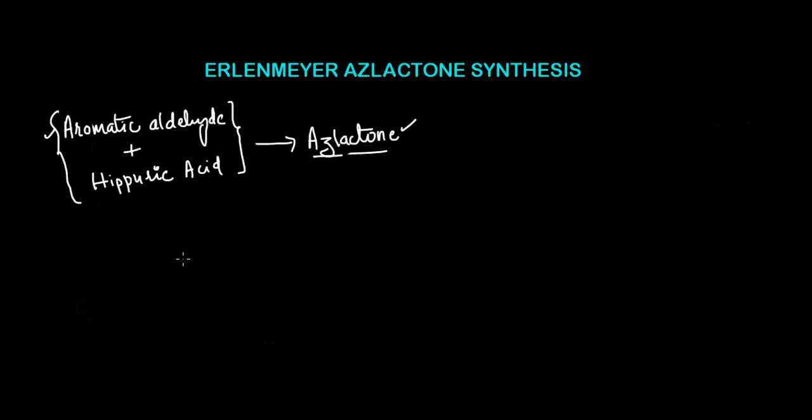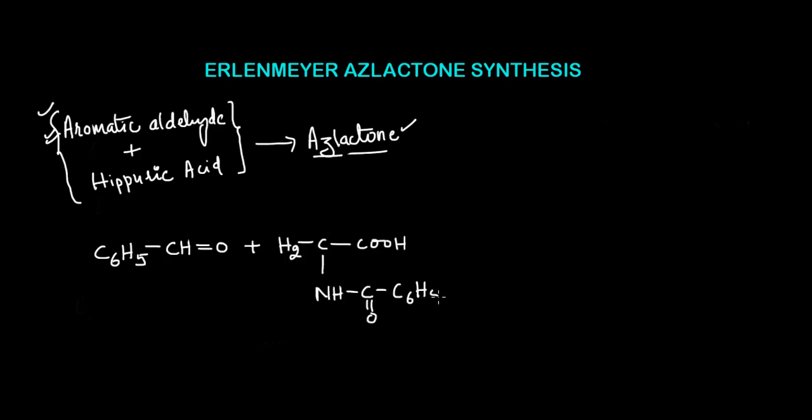So first of all, let's take one of the aromatic aldehydes. Suppose we take benzaldehyde, which is C6H5CH double bond O. The first requirement is the aromatic aldehyde, and the second requirement is hippuric acid. This is known as hippuric acid. So we have the hippuric acid and we have the aromatic aldehyde.